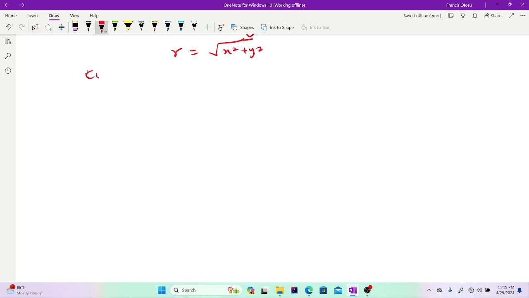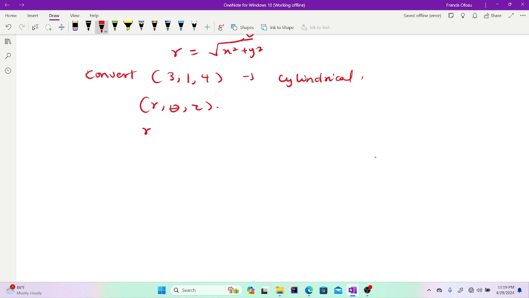Convert the point 3 comma 1 comma, let's say 4, to cylindrical. So to convert this to cylindrical, what do we need? You just write cylindrical. I need my r, I need my theta, then I need my z.